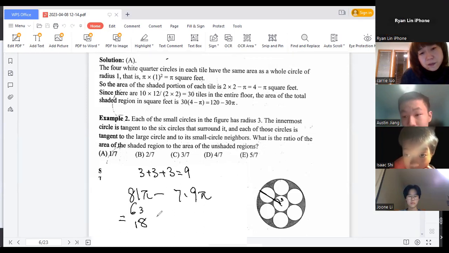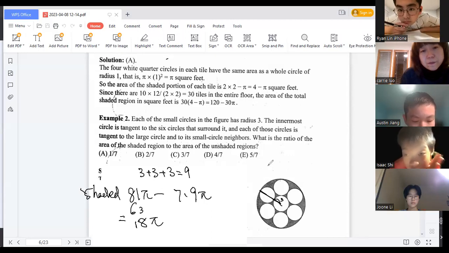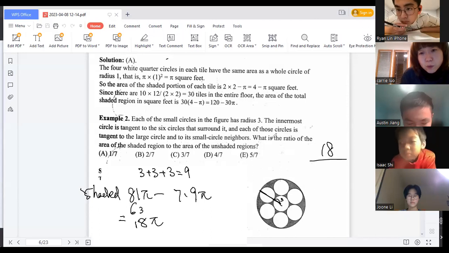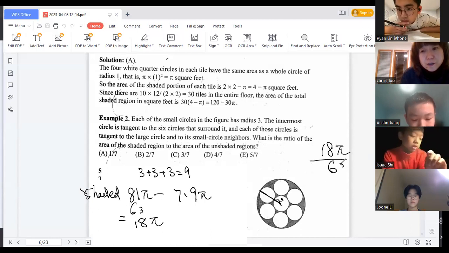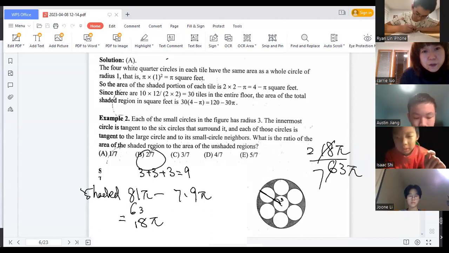Equals the shaded area, 18 pi. Correct? So basically the ratio of the shaded area to the unshaded area: shaded is 18 pi and unshaded is 63 pi. So the answer is 2 over 7. So the answer is B.